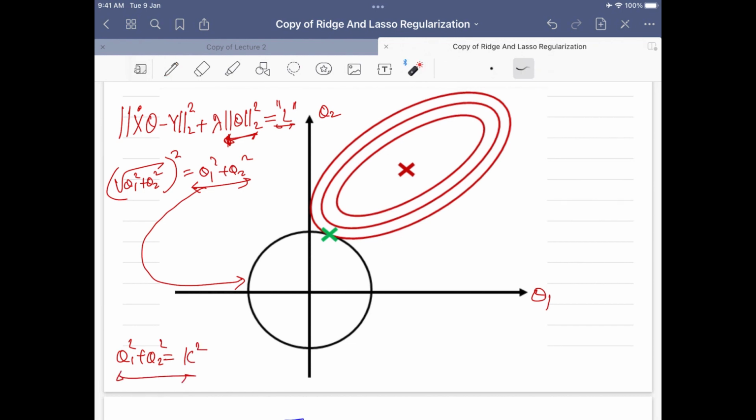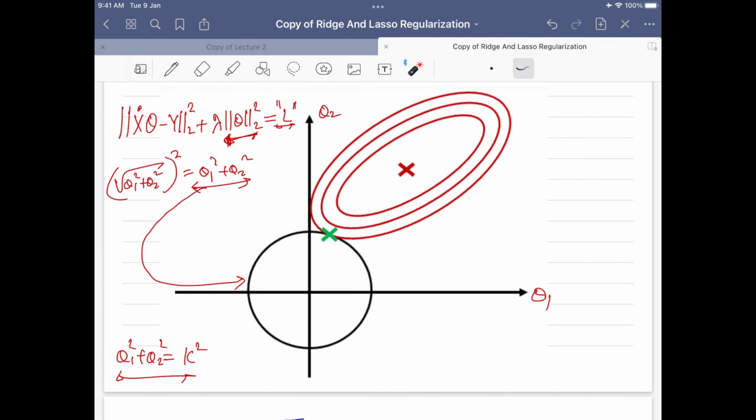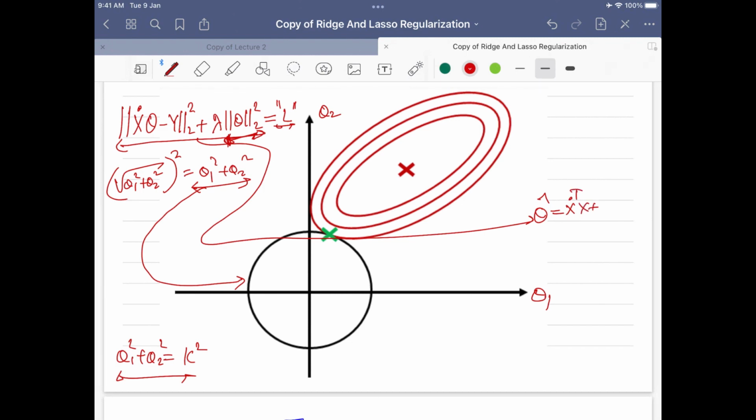So you can see the contour plot of this, which is given by black, is basically the contour plot of this cost function. And this is the ellipse, which is the contour plot of this cost function. So now what we are trying to show here is how to find the solution of this. The solution you know already: theta star is given by (X transpose X plus lambda I) inverse, then X transpose y. This is the solution of this particular cost function.